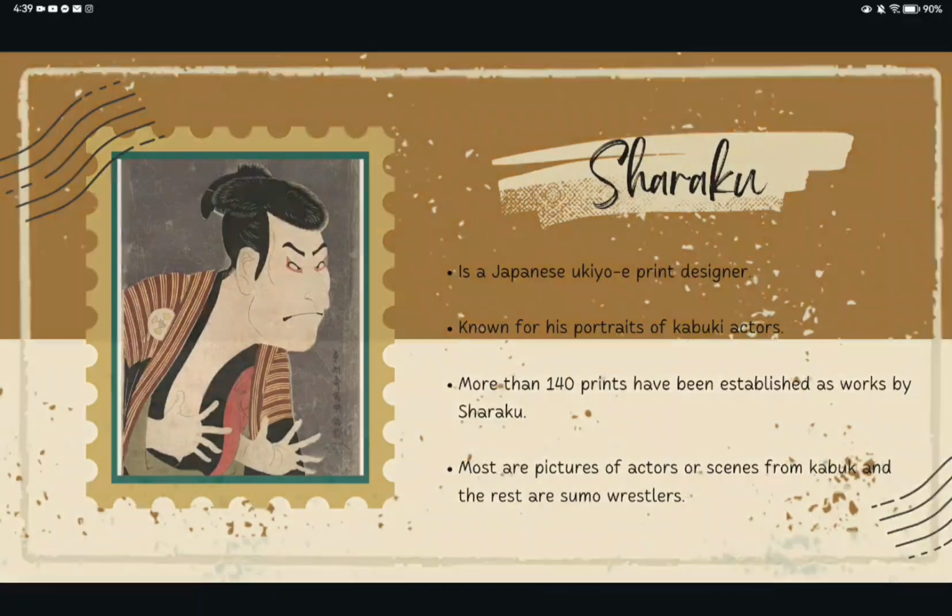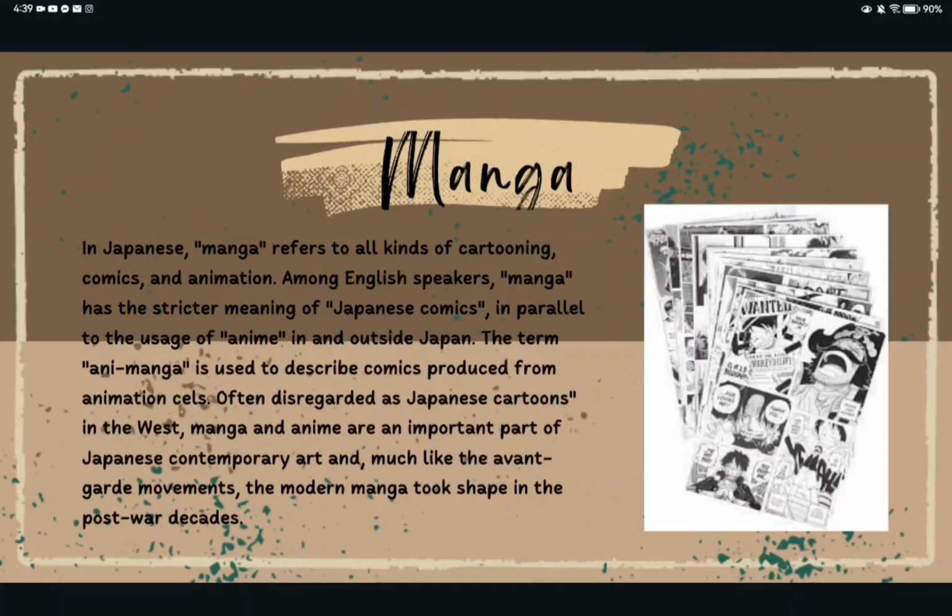The last topic included in Japanese art is Japanese manga. Manga is a style of Japanese comic or graphic novel. It often features distinctive art, black and white drawings, and it is read from right to left. Manga covers a wide range of genres and is popular for its diverse storytelling, appealing to readers of all ages. It has become a global phenomenon, with many manga series being translated into different languages.